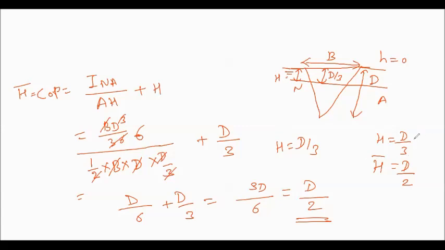If you want to understand by some numerical value, you can consider d as 9. If you take depth as 9, then 9 by 3 comes to 3 meter from the free surface. And for the center of pressure, if you take d as 9 divided by 2, it will be 4.5. So what you understood is that center of pressure will always be below the centroid. This thing we are concluding from this discussion.